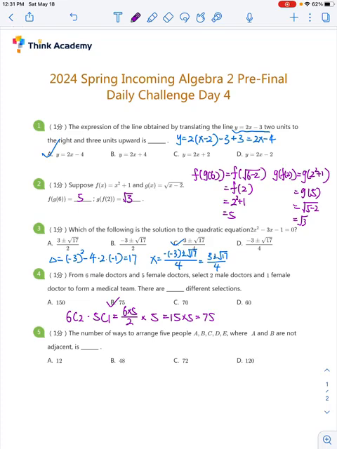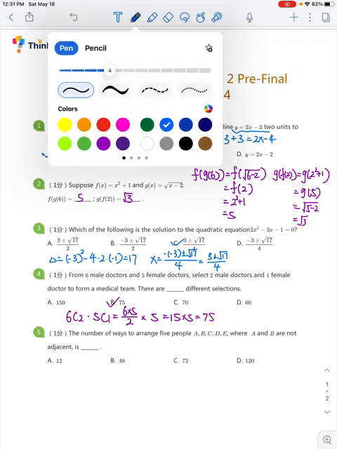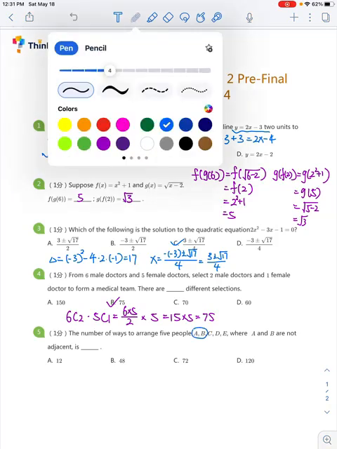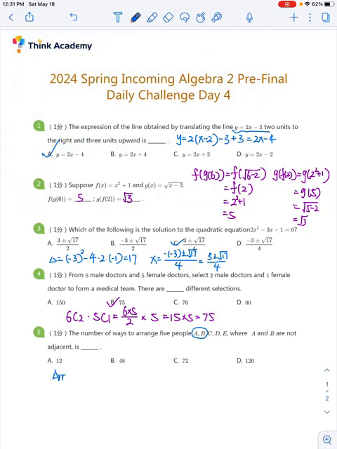Okay, and for the last one here, the number of ways to arrange 5 people, A, B, C, D, E, knowing that A and B are not adjacent. How many ways do we have to do this? If we want to make sure some people are not adjacent to each other, we can first leave them out, and first arrange C, D, and E. Because we have 3 of them, it's going to be 3 factorial, which equals 3 multiplied by 2, which is 6. So we have 6 ways of arranging these 3 people.